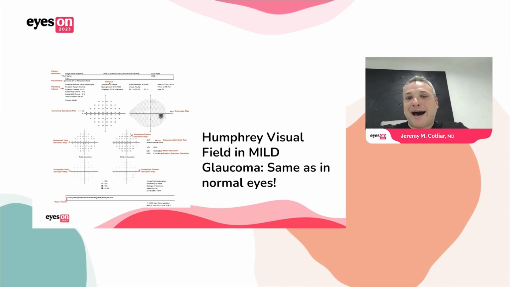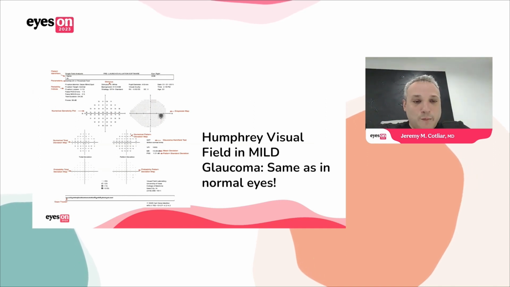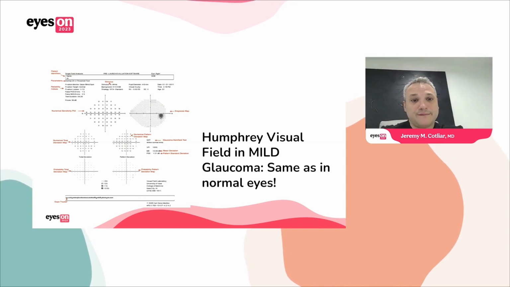Humphrey visual field in mild glaucoma, same as a normal. You don't see any loss of visual field function in mild glaucoma because it takes around loss of 50% of the axons to start to see visual field abnormalities. So in this case, this could be a normal person or it could be a mild glaucomatous person.